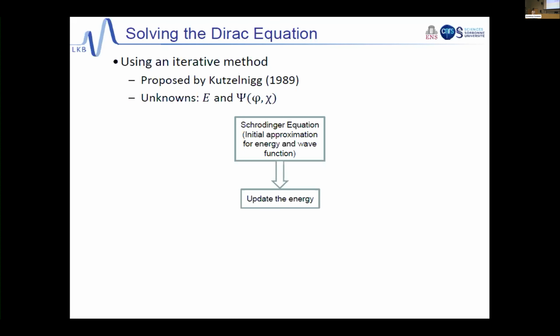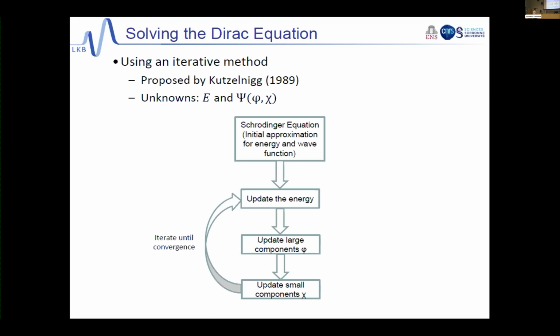So after we've solved the Schrödinger equation, we're going to update the energy. The iterative method gives us a formula to do that. And then we're going to update the large components phi, and then we're going to update the small components chi. And then we're going to iterate over these 3 steps until convergence. Convergence in that sense means that if we do one more iteration, then the change in energy is smaller than a certain threshold, which has to be small.